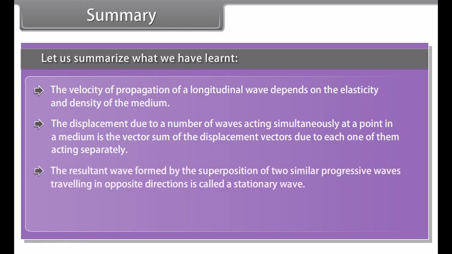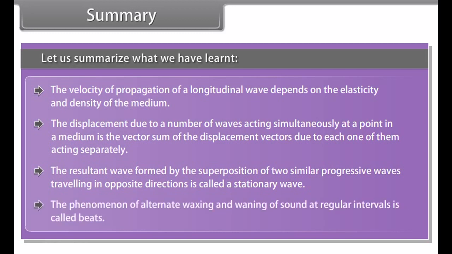The resultant wave formed by the superposition of two similar progressive waves traveling in opposite directions is called a stationary wave. The phenomenon of alternate waxing and waning of sound at regular intervals is called beats.